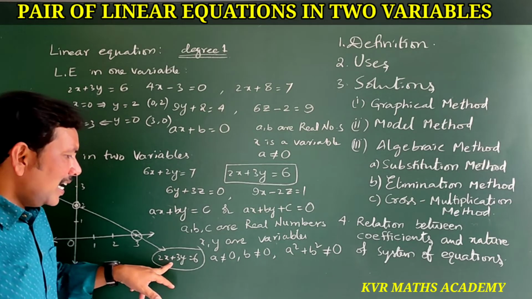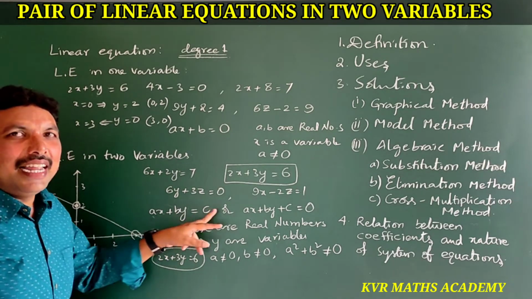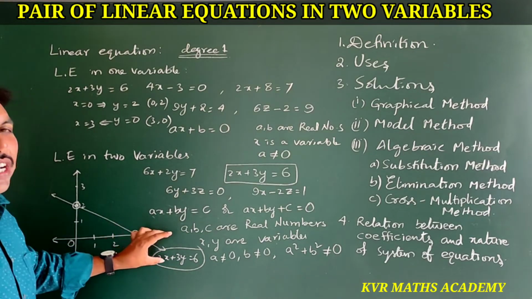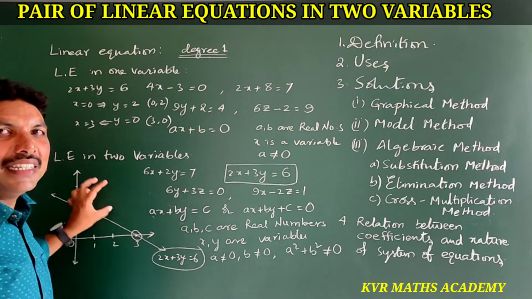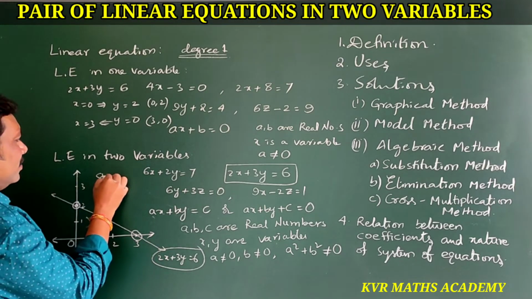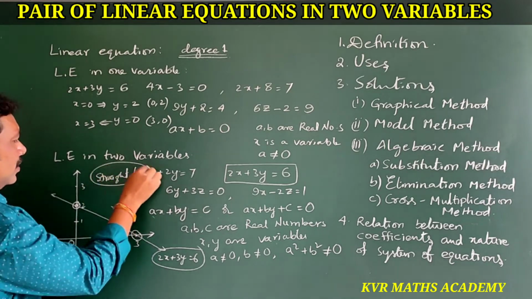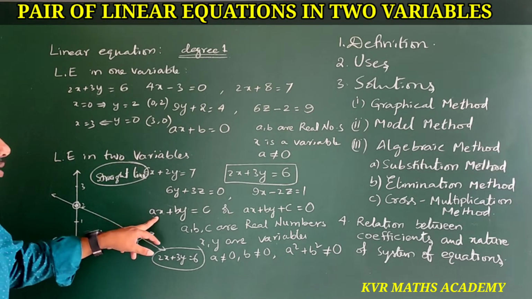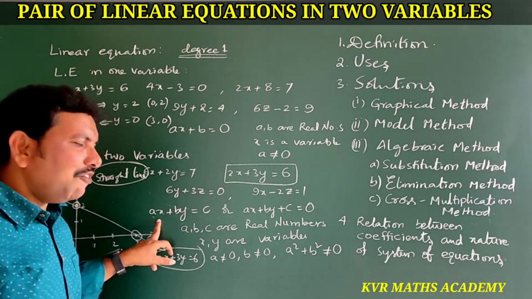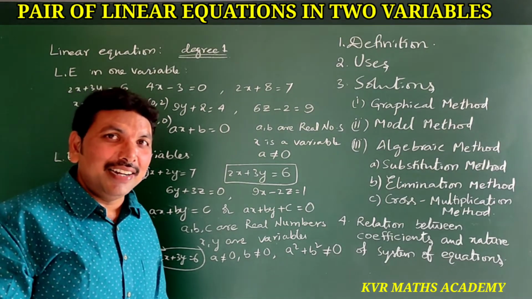So this is ax plus by is equal to c, which means a linear equation in two variables. So a linear equation in two variables forms a straight line in the graph. What is that? Straight line. The shape of the linear equation in two variables in the graph is a straight line. Already in 9th class also you have learned, right?